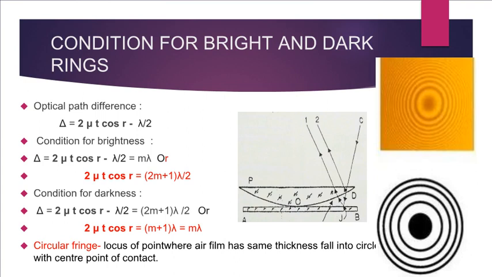Since the phase relationship of interfering waves does not change if one full wave is added or subtracted, we may write m for m plus 1. 2t is equal to m lambda, for m equals 0, 1, 2 etc.